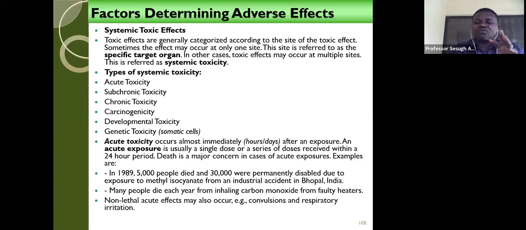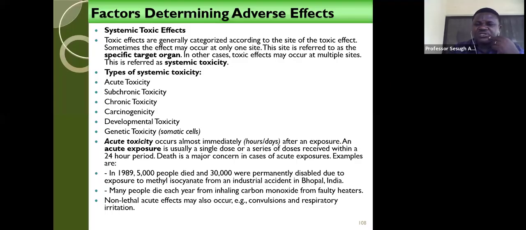If it is at one site, then it's what? Specific target organ. So you have types of systemic toxicity that is happening in multiple sites. You have acute, subchronic, chronic, carcinogenicity, developmental toxicity, genetic toxicity, and so on.